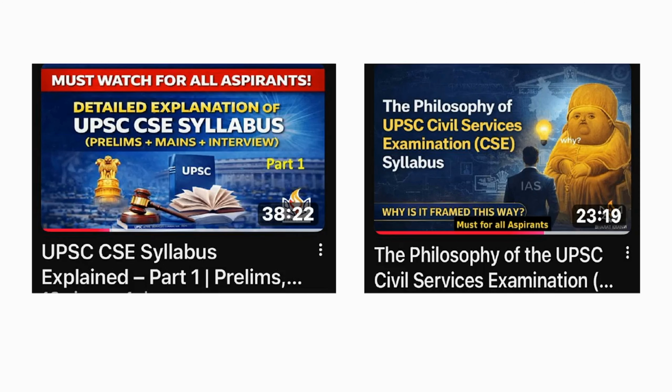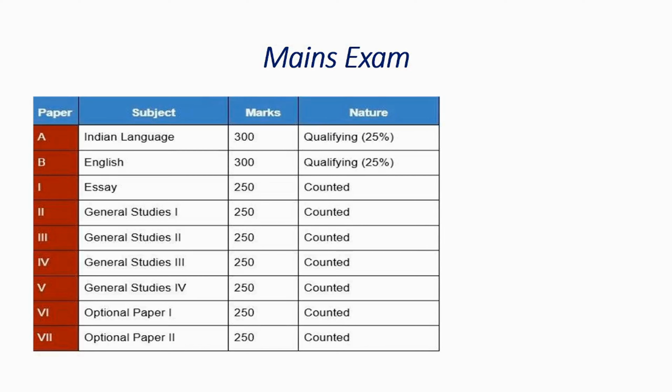Why the syllabus is framed in a particular way, and what is the meaning of each and every syllabus keyword or syllabus line. In part 1 we completed this for prelims. Now in this part 2 we are seeing this for mains. So let us first understand the structure of the mains exam. In the mains exam you will be writing 9 papers in total. Each paper is of 3 hours duration. So 9 papers there will be.